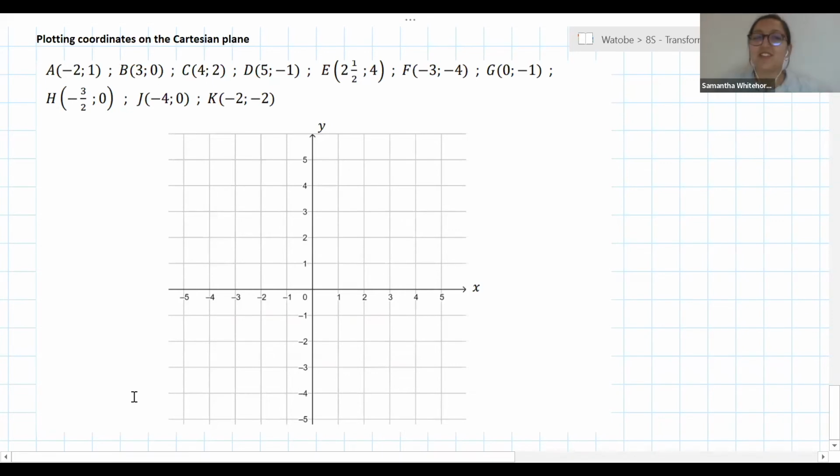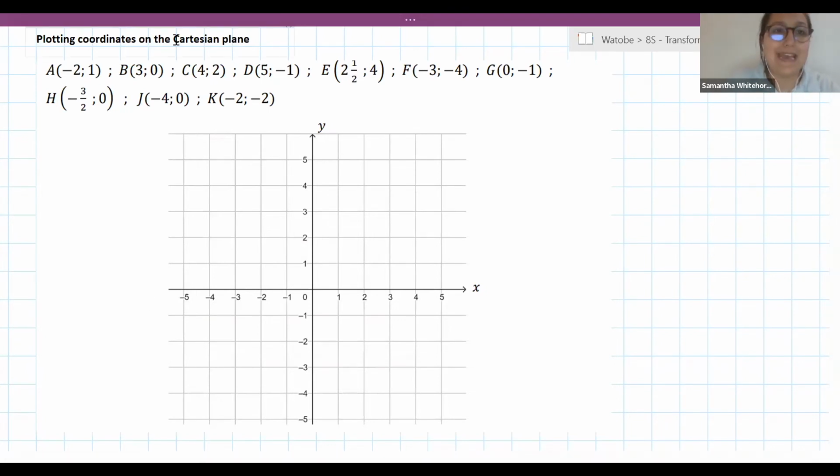Okay, guys, so we've looked at how to read coordinates off a Cartesian plane, but we also need to be able to plot coordinates on a Cartesian plane. And so again, this is a skill that is going to come up in many sections, being able to plot these coordinates accurately, or at least know where coordinates should sit. So when we do this again, we need to remember that a coordinate is an X and a Y value.